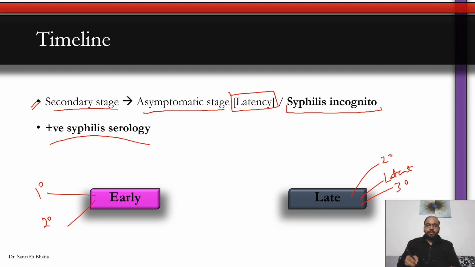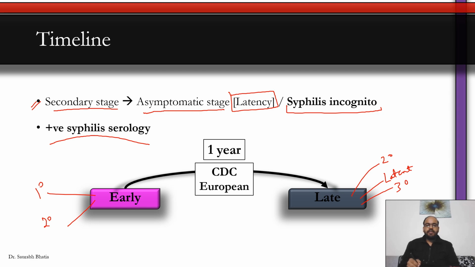The temporal division between early and late syphilis is a bit different. For example, the CDC guidelines and the European system of guidelines say that a 1 year difference is between early and late. That means if a person is infected, let's say this is the timeline and here is the infection, then after 1 year, the first year will be early syphilis and after that it will be late syphilis. Clear?